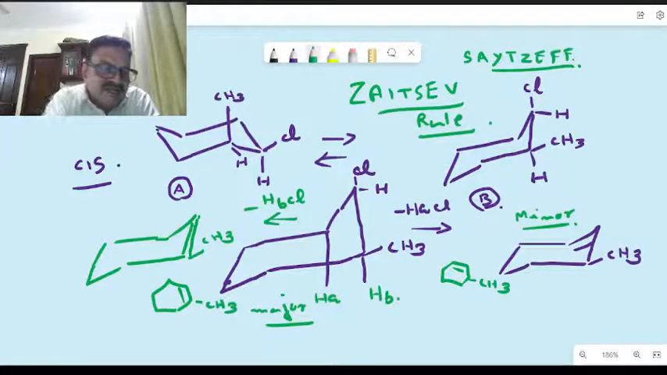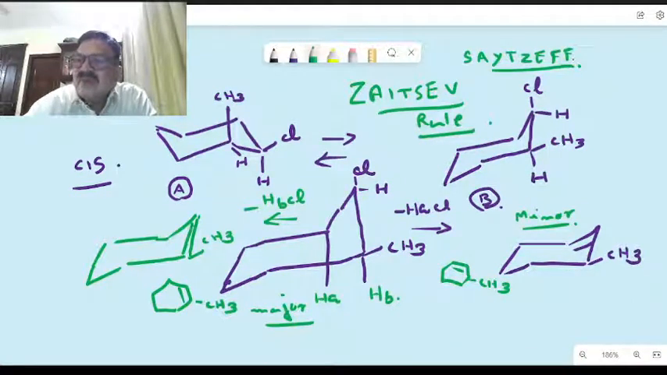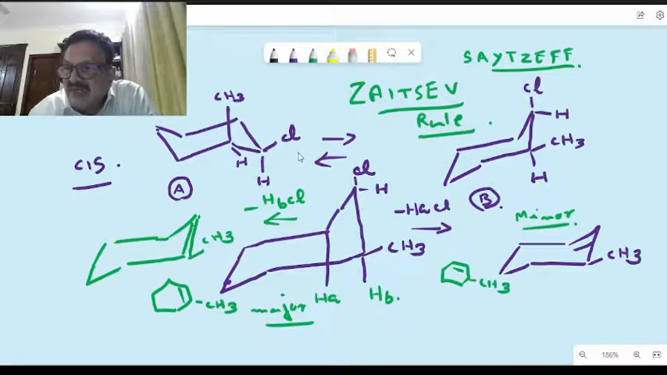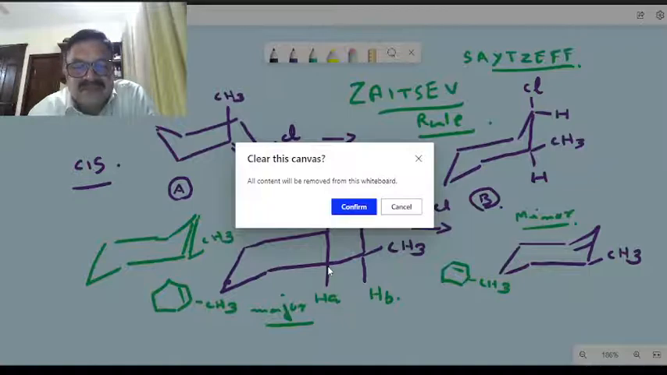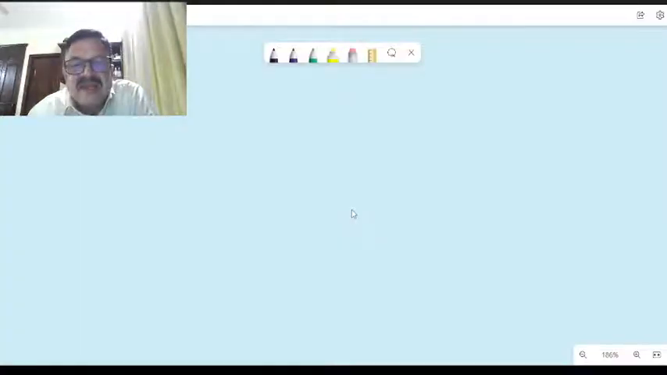Now let us see the position in the case of substituted cyclohexanes. We have seen the cis isomer. Now let us see the trans isomer. Here it will be interesting, as we will find the Zaitsev rule slightly difficult to apply. In the trans isomer, just like in the case of the cis isomer, we can draw two conformations.